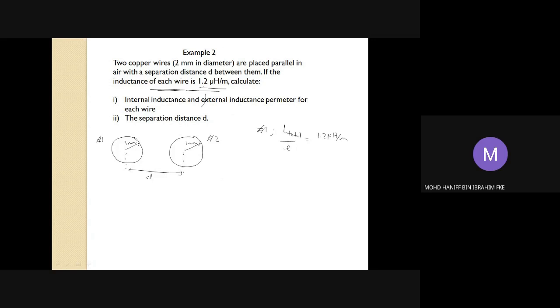So when the inductance exists, it means that the current should be having different directions. So we assume, for example, that this one is in this direction, and the second conductor has this direction, which is opposite. In this case, we can say that the equation of total inductance per length comprises L internal per length plus L external per length, and that should equal 1.2 microhenry per meter.